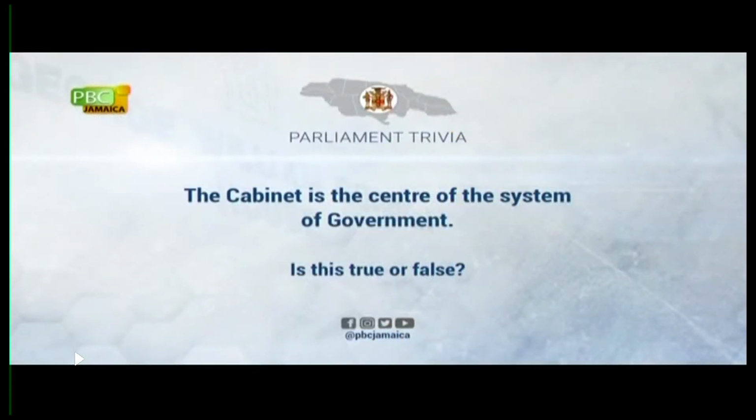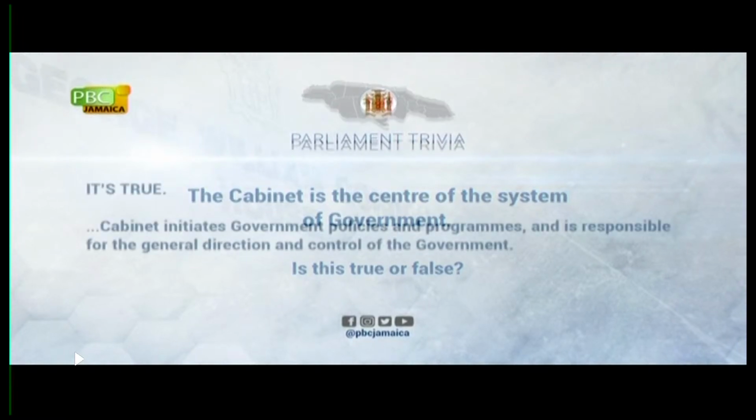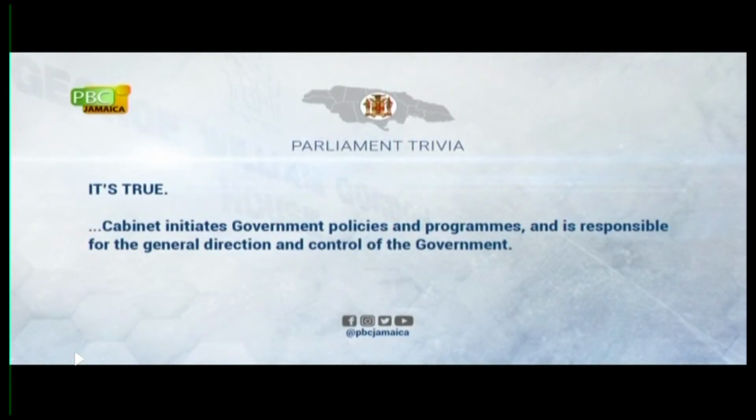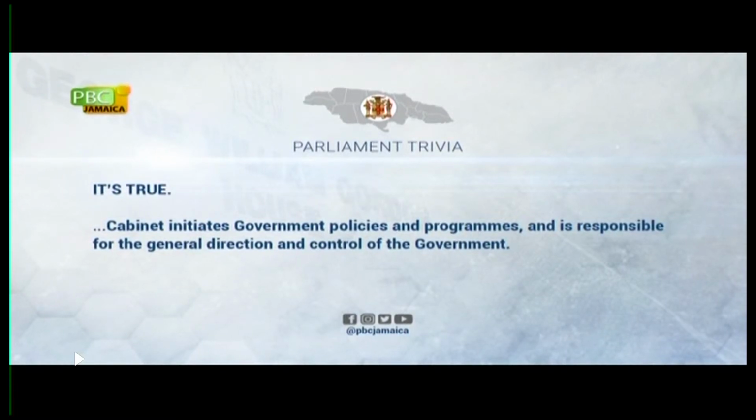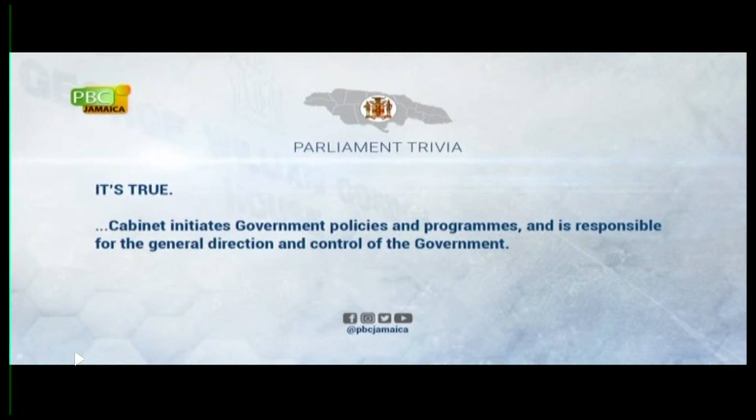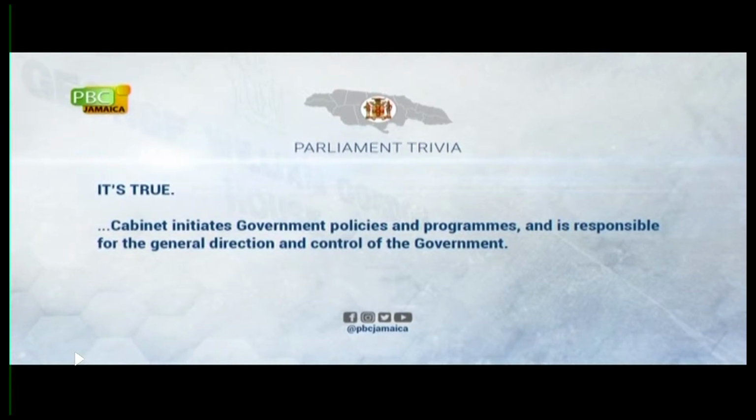It's almost time to go to the main event, but before that, let's get the answer to the trivia question we asked. True or false? The cabinet is the center of the system of government. It's true. In fact, it initiates government policies and programs and is responsible for the general direction and control of the government. Before we get to the main event, here are some terms that you should look out for during the debate.